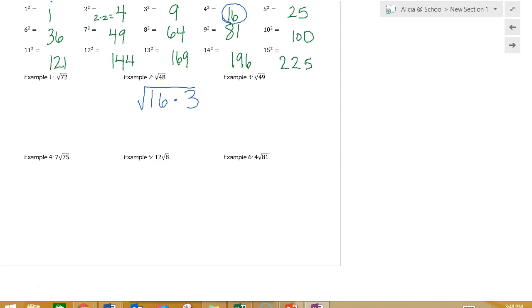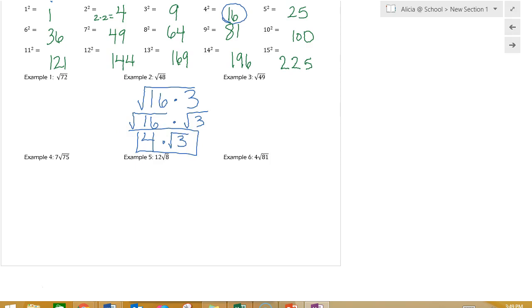Now I'm going to use that product property of square roots that says when it's under the same radical, I can break them apart. Right? Square root of 16 times the square root of 3. We now know the square root of 16 is 4, using my little helpers up right above. And don't forget my square root of 3. I cannot break down the square root of 3 anymore, so that is actually my final answer. 4 times the square root of 3.